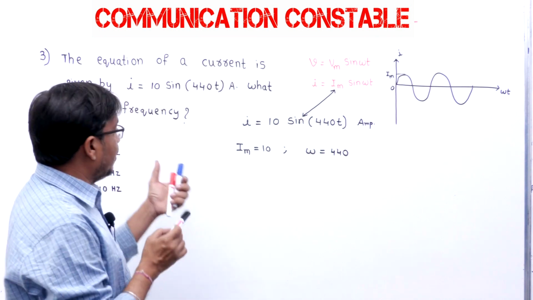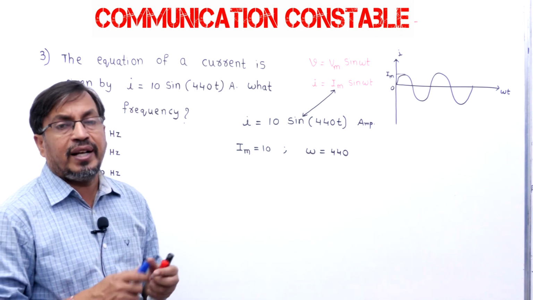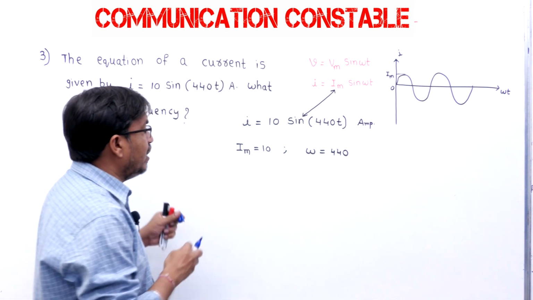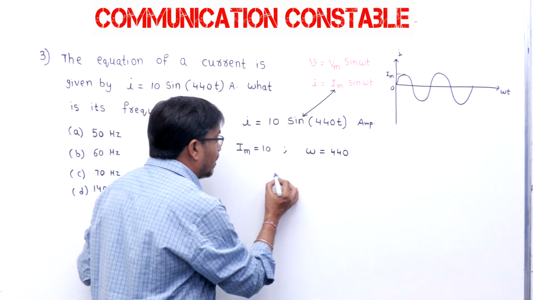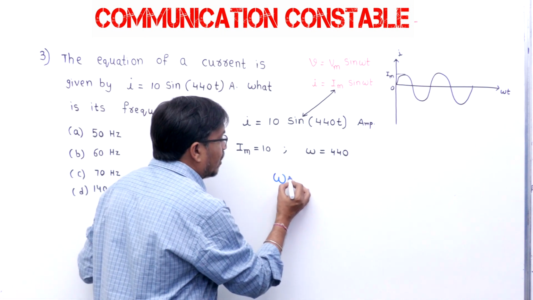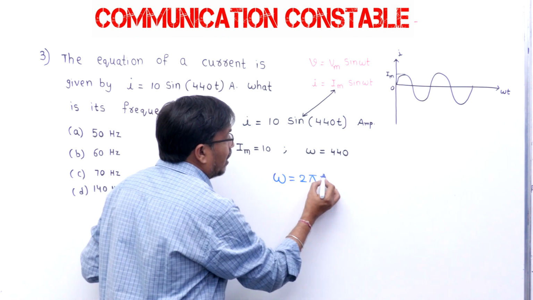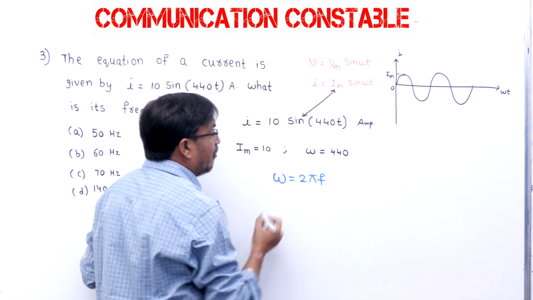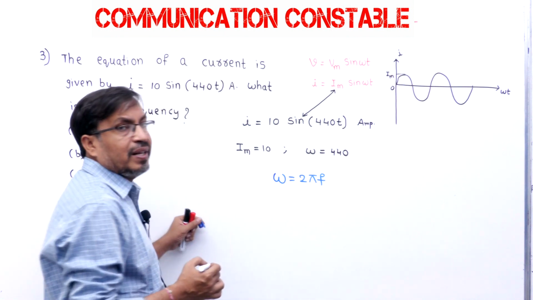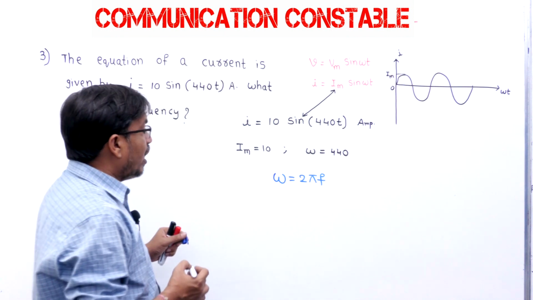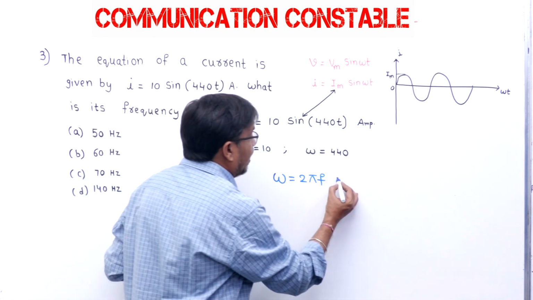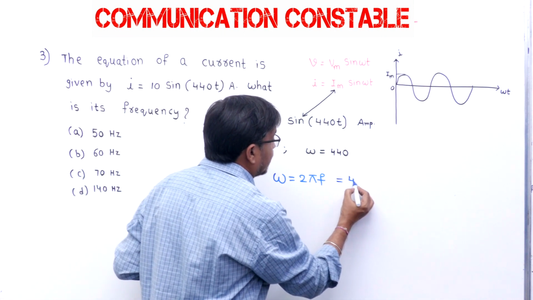Here it is asking what is its frequency. So here we know the fundamental equation omega equals 2 pi f. What is the omega formula? Omega equals 2 pi f, where f is frequency. So I am writing omega, given as 440 here.